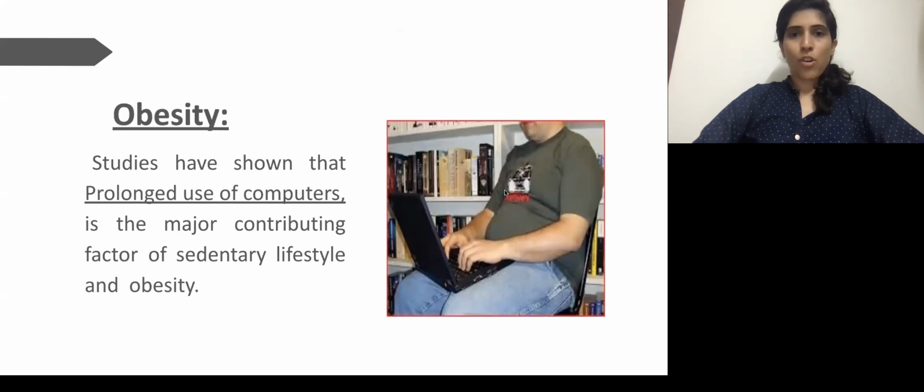The most common problem is obesity, as they do a lot of mental work but less physical work, so the chances of weight gain are higher. Due to their lifestyle, they tend to eat bakery products and other fatty items, but they are not doing any exercise to burn those calories. So obesity is a common issue in computer workers.